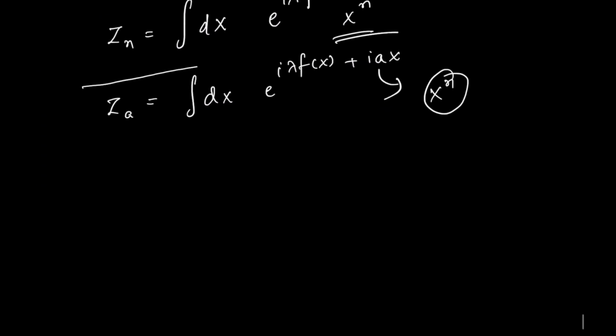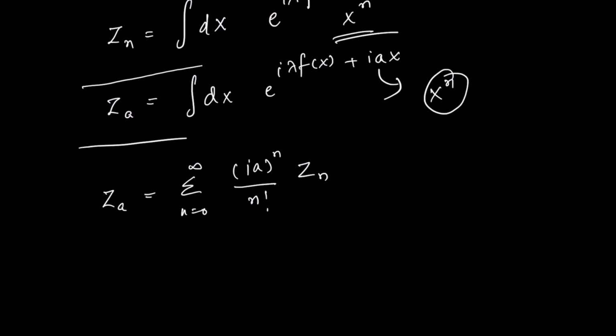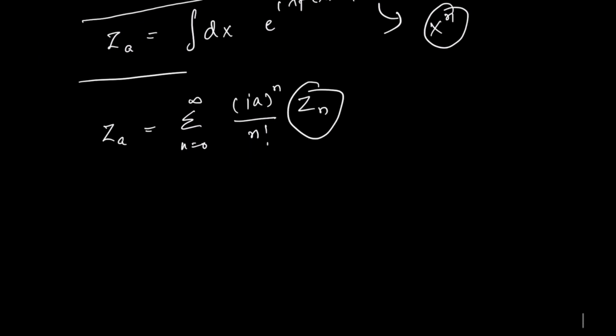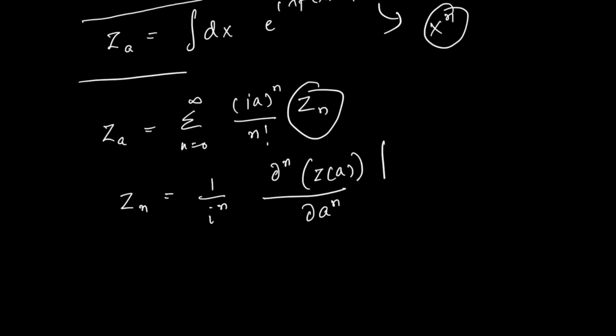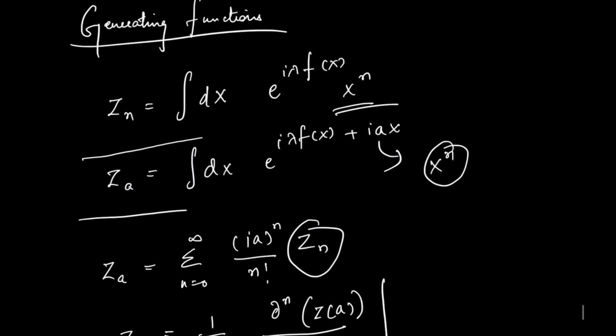Such a function is called the generating function. For example, Z(A) is equal to summation n equal to 0 to infinity of (iA) raised to n by n factorial times Z_n, right? Then I can obtain Z_n from here. So Z_n will be 1 by i raised to n times the nth partial derivative of Z(A) with respect to A raised to n at A equal to 0. So this is the general formula for a generating function.